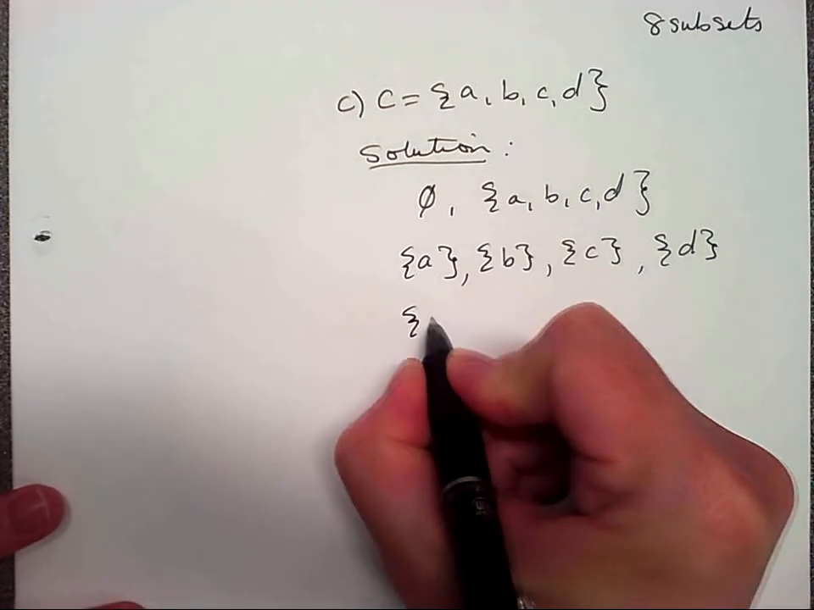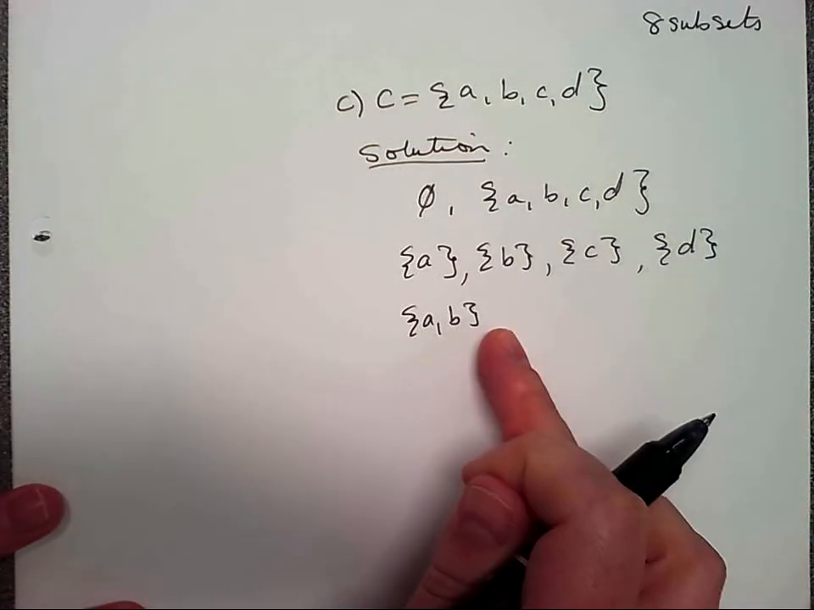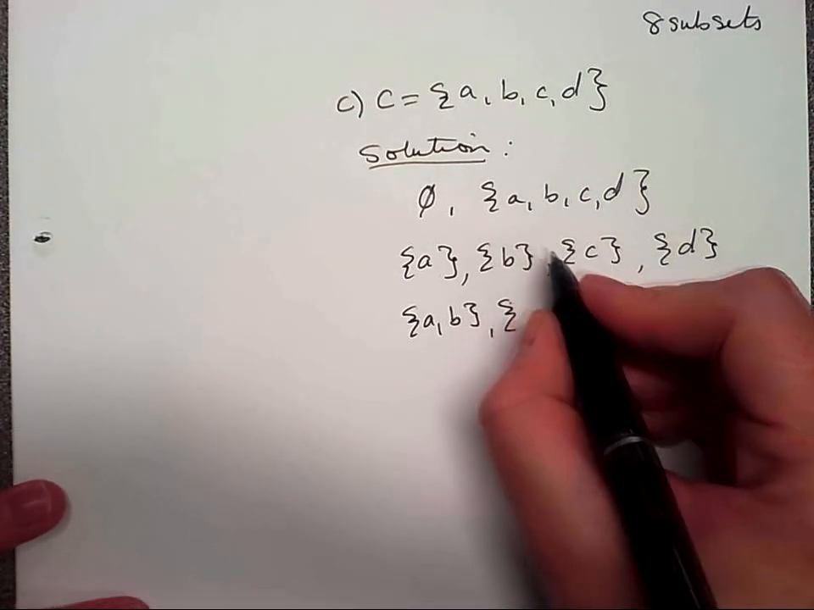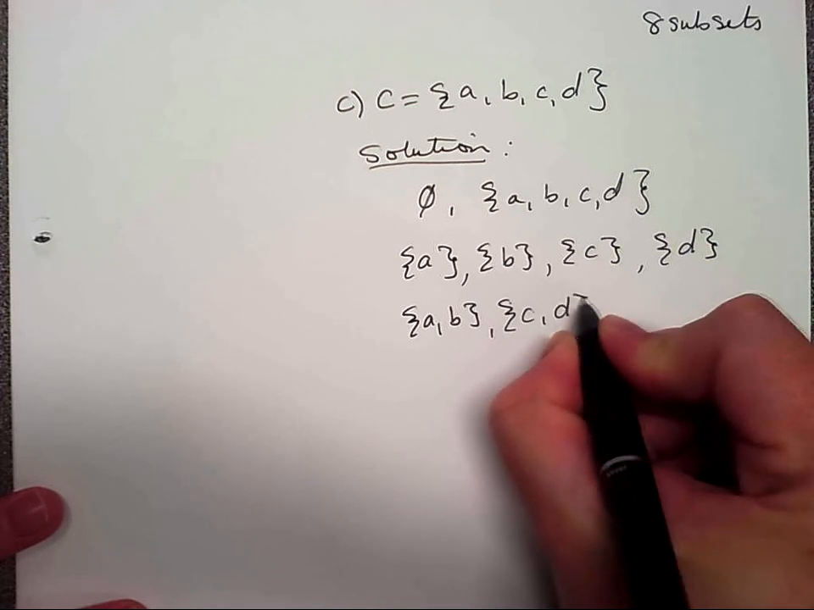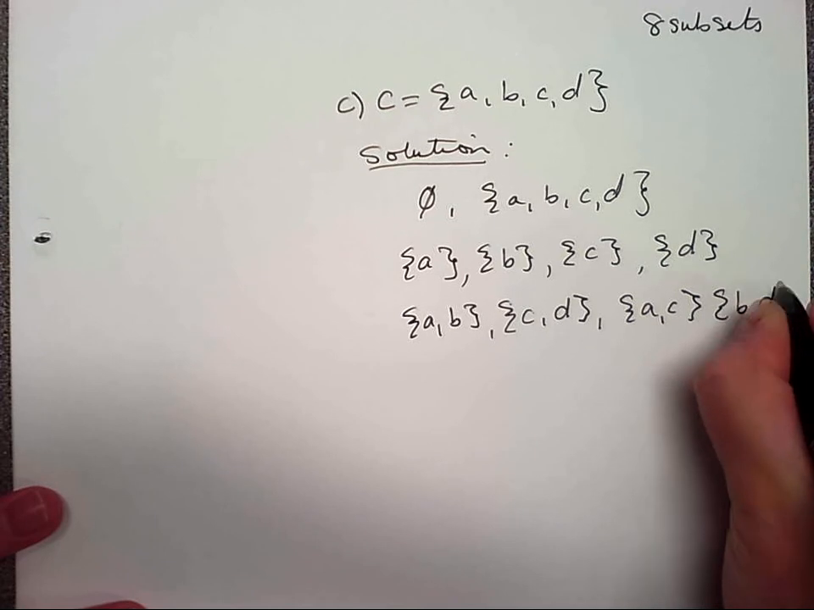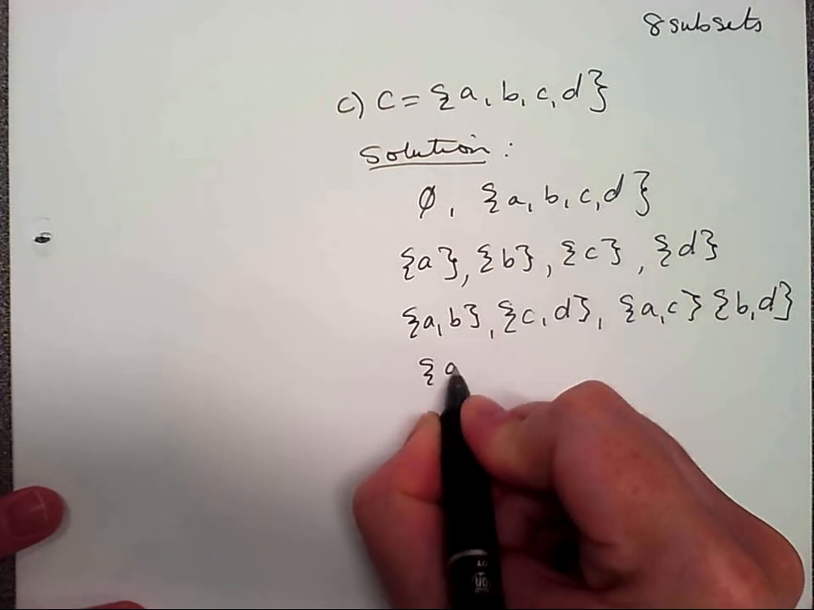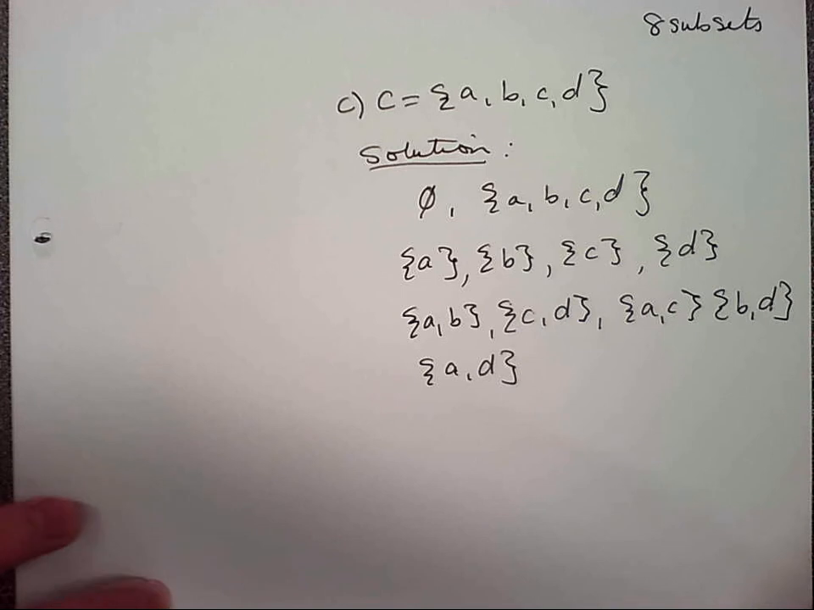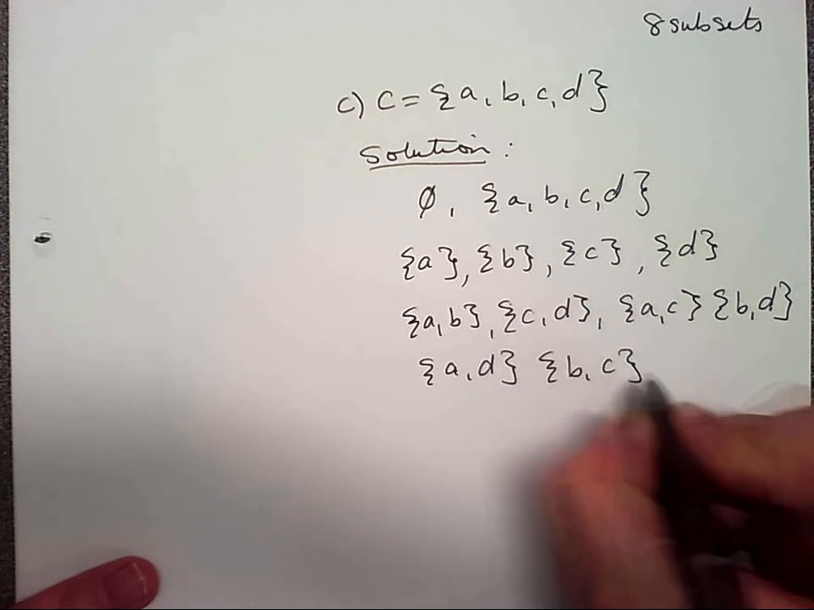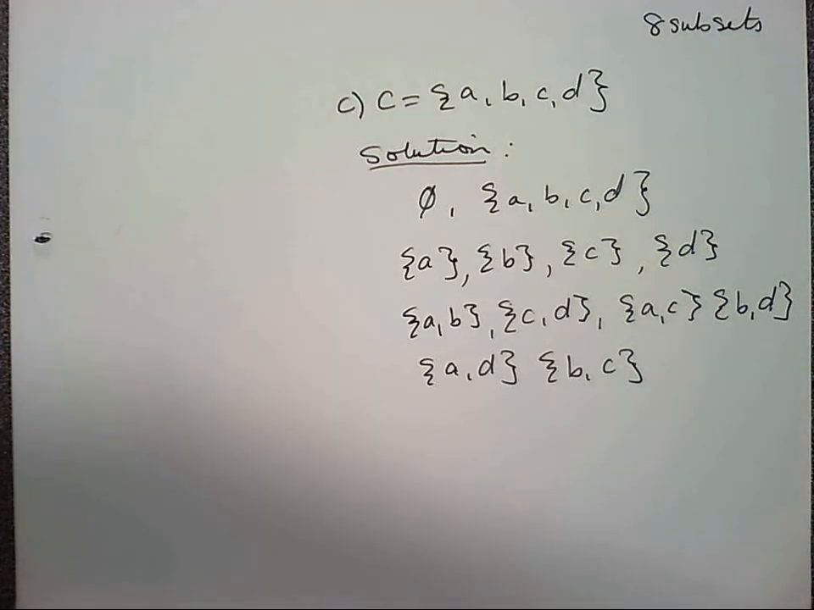A, B. So make sure you start and end with the squiggles, and you have a comma in between. Emily, you want to help? C, D, and then B, D, and then A, D. B, C. Yeah, B, C. Okay. Is that all? I'm asking you guys.